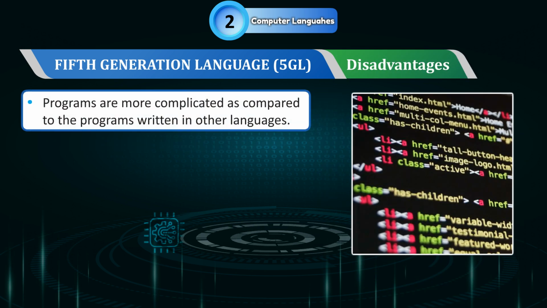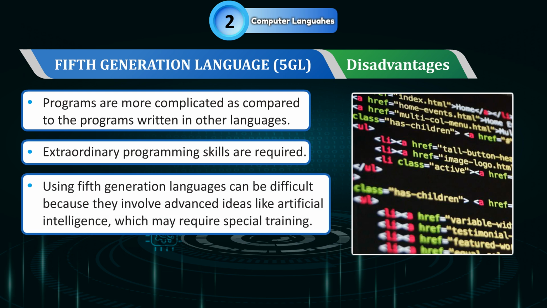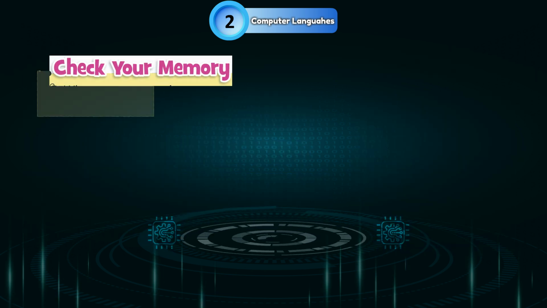Disadvantages: programs are more complicated as compared to the programs written in other languages. Extraordinary programming skills are required. Using fifth-generation languages can be difficult because they involve advanced ideas like artificial intelligence, which may require special training.